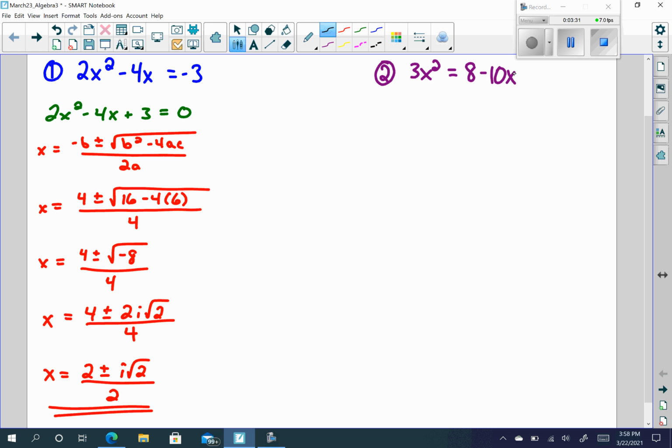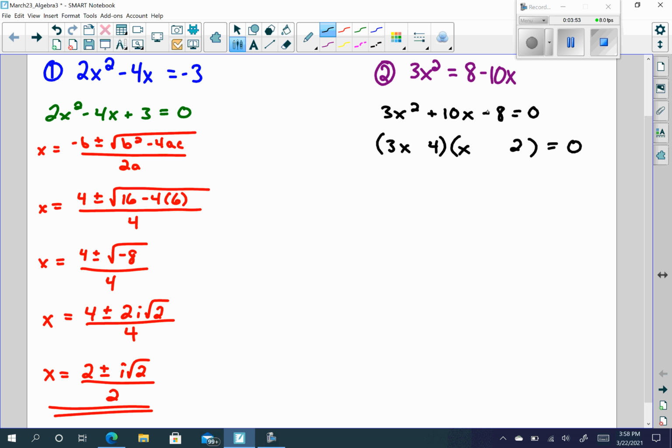All right, for number 2, let's bring everything over to the left side here. So we'll have 3x squared plus 10x. We have to put this in the right order. And then minus 8 equals 0. Let's try to factor again. The only way to factor 3x squared is 3x and x. And then let's try maybe 4 and 2 first.